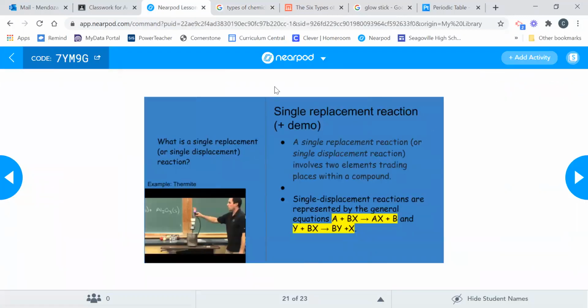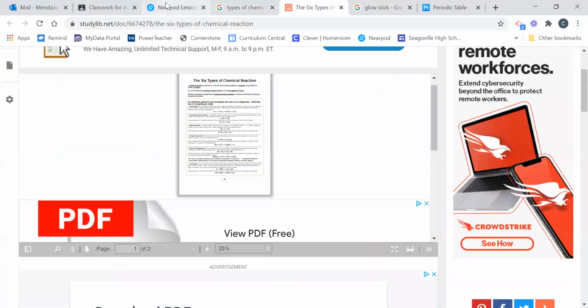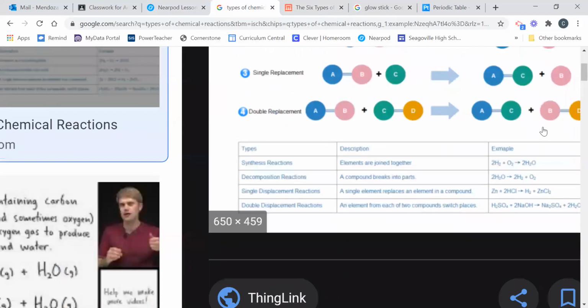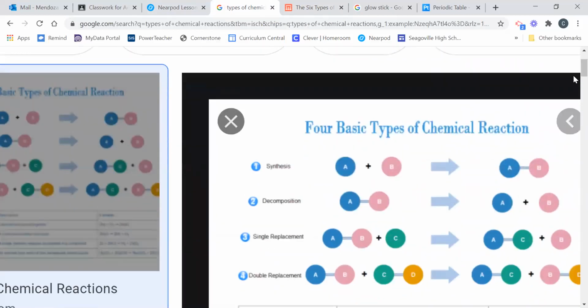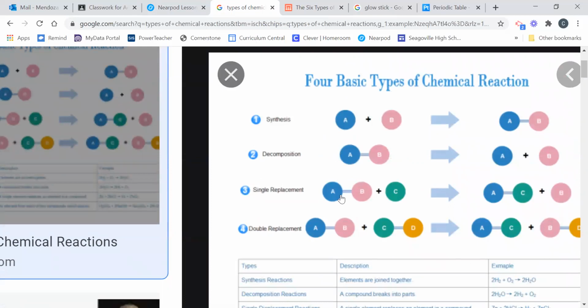Single replacement reaction. When we think about replacement, we're talking about an element being completely replaced. There's a better picture of this over here where you can see it by colors. This is a good example. You have A and B put together and C by itself. What happens is that the B is being replaced with the C. So now we have A and C bonded and then B by itself. That's what's called single replacement.